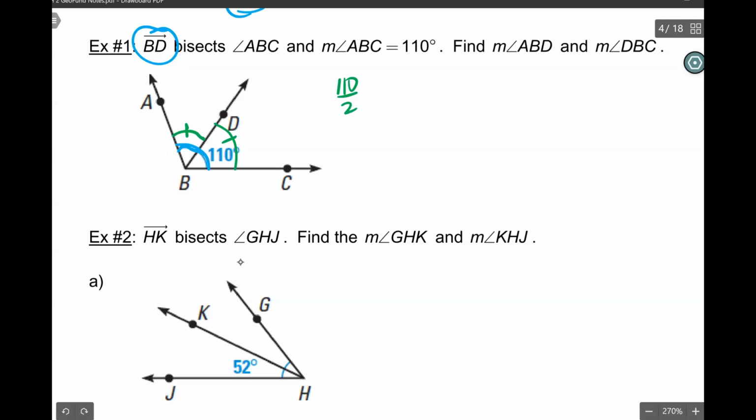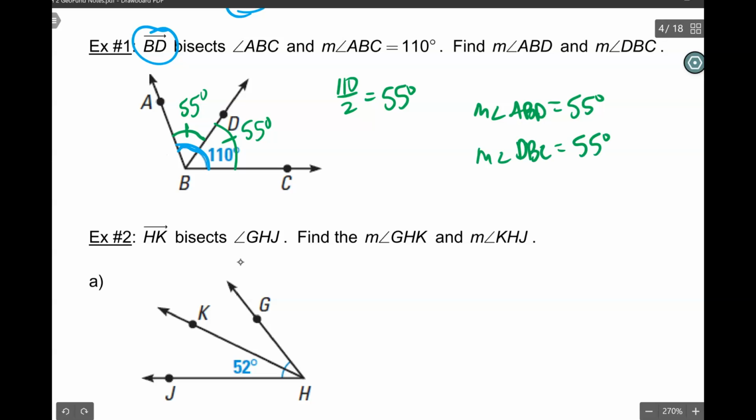So I can take 110 divided by 2, which is 55 degrees. So each of these should be an angle of 55 degrees in order to add up to 110. So the measure of ABD is 55 degrees. Measure of DBC is 55 degrees.